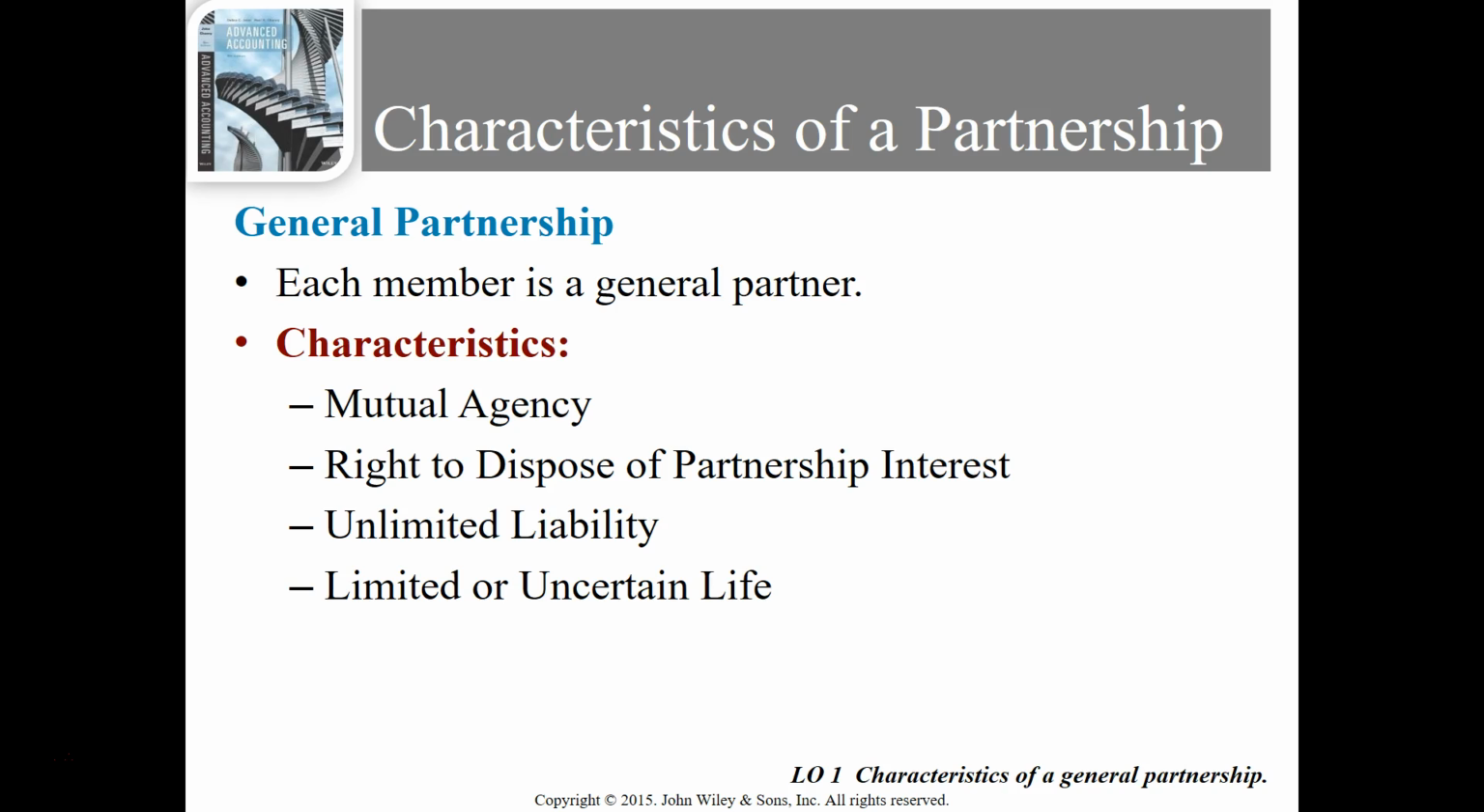Basically, if a partner wants to get rid of another partner, there isn't a way to do that, depending on the partnership agreement. There is unlimited liability. Meaning, in a general partnership, if somebody wants to sue, they may sue any and all of the partners. Limited or uncertain life. Partner passes away, the partnership is said to no longer exist.